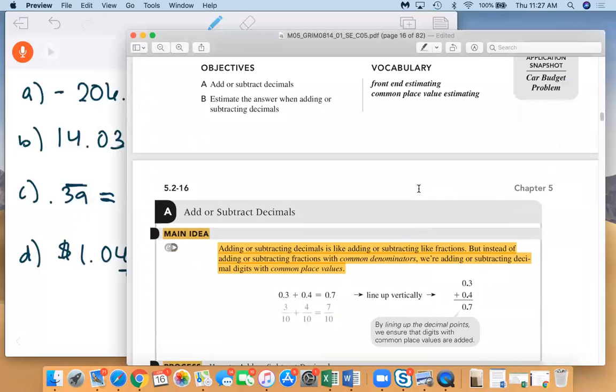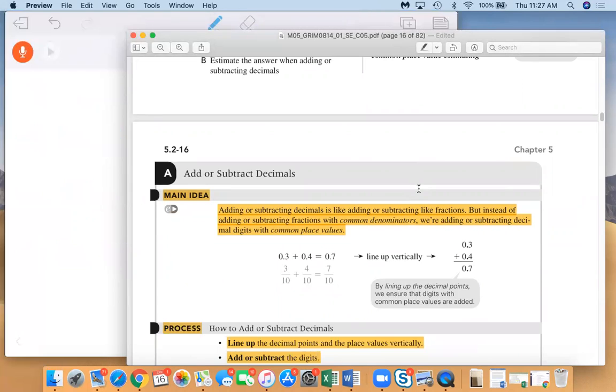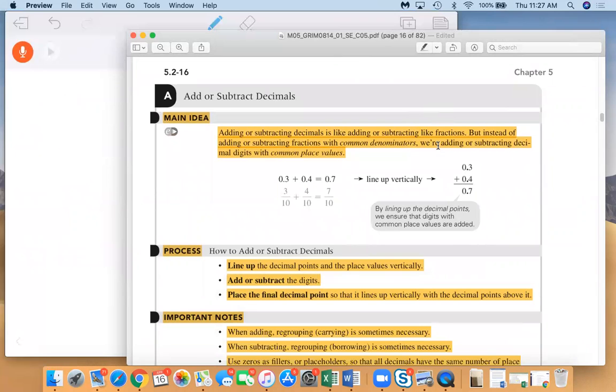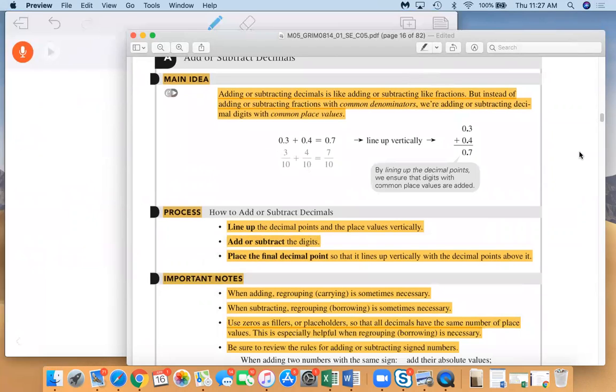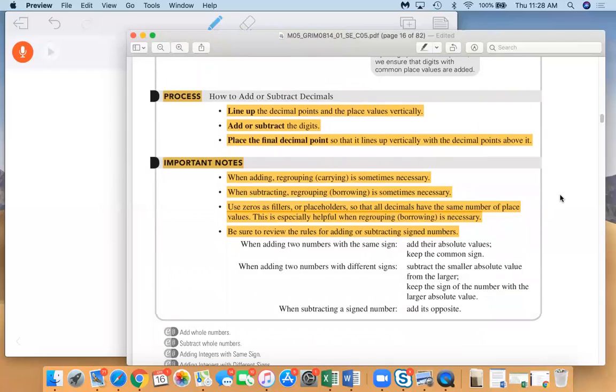So next, we're going to talk about how to add or subtract decimals. Again, I think you are going to find this a little easier than working with fractions. Adding or subtracting decimals is like adding or subtracting like fractions, but instead of adding or subtracting fractions with common denominators, we're adding or subtracting digits with common place values. Just like we did when we added whole numbers, you're going to line your numbers up vertically. The one thing you need to line up is your decimal point right here. So line up the decimal points and place values vertically, add or subtract the digits, and place the final decimal point so that it lines up vertically with the decimal points above it.